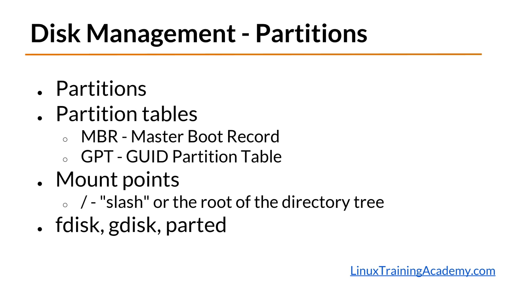When a disk or storage device is partitioned, it is divided into parts. Each one of these parts is called a partition. Partitioning a disk allows you to allocate different sections of the disk for different purposes.